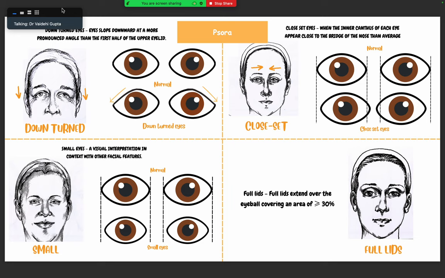Full lids extend over the eyeball, covering an area of 30% or more. When the eyelids cover the eyes in normal position, many people who have full lids look slightly sleepy because the lids are quite large, quite visible. So when it is visible 30% or more, it is called full lids and it is considered in Psora. So four features of eyes of Psora are downturned, close-set, small, full lids.